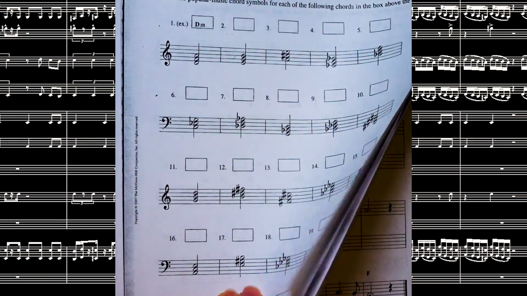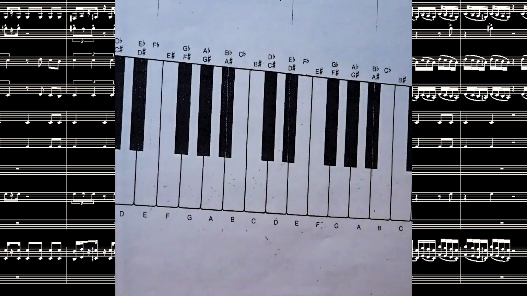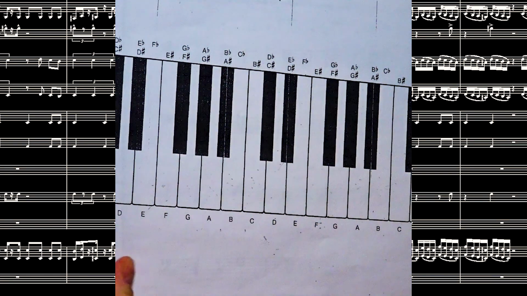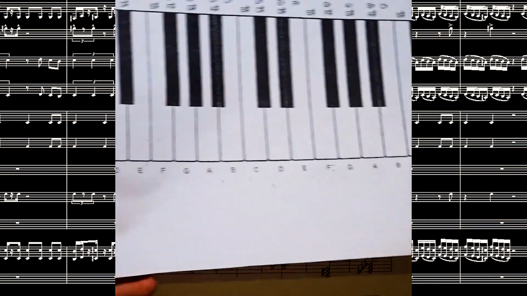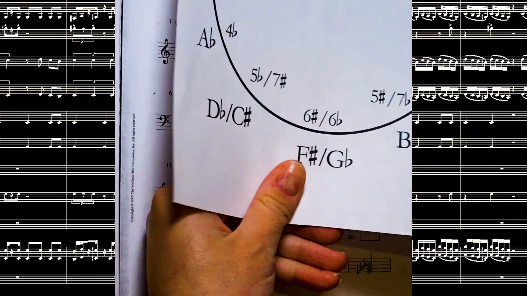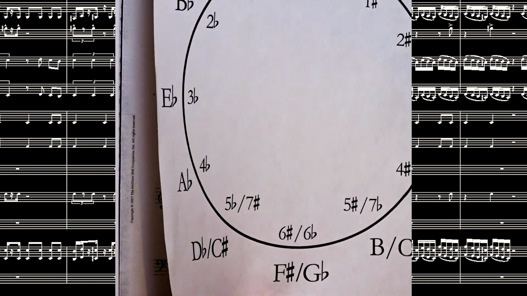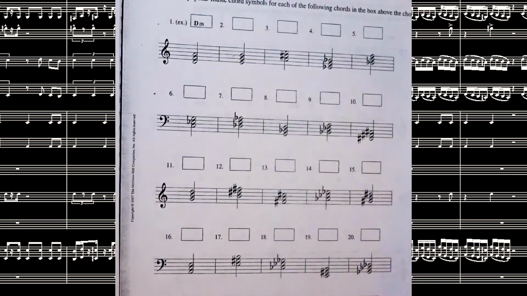Do up to the first homework, and now to the other homework on the second one. Make sure you have your keyboard in front of you to refer to when I do this. Also make sure you have your circle of fifths in front of you to refer to, so I don't have to go back and forth.